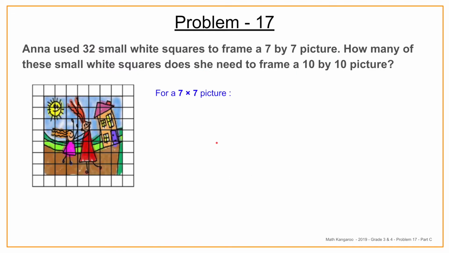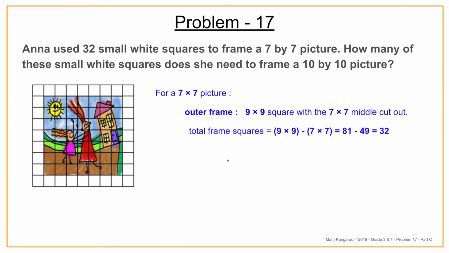Let's solve this. So for a 7 by 7 picture, we have an outer frame that is a 9 by 9 square with a 7 by 7 cutout. So 9 by 9 means 81. 7 by 7 means 49. So 81 minus 49 gives us 32. And this is how we are able to find out 32 small whites. Now we know how to determine 32 small whites. Can we determine for a 10 by 10 picture?